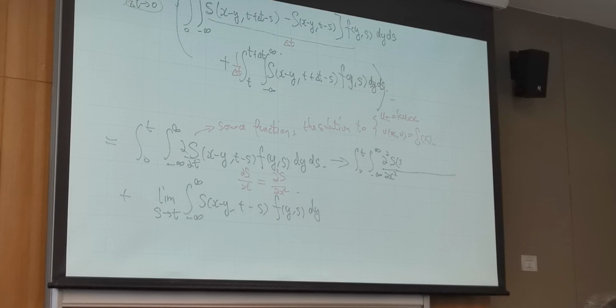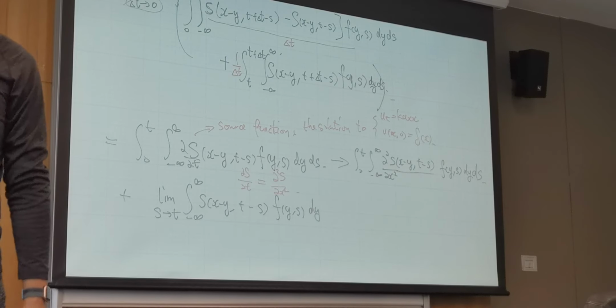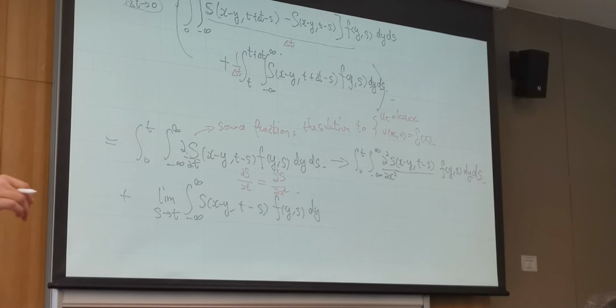Okay, and x minus y, t minus s, and f y s dy ds. Professor, is there a constant k at the front? Constant k, yes, you're right. There should be a k squared, there should be a k for here. Thank you for picking that up.